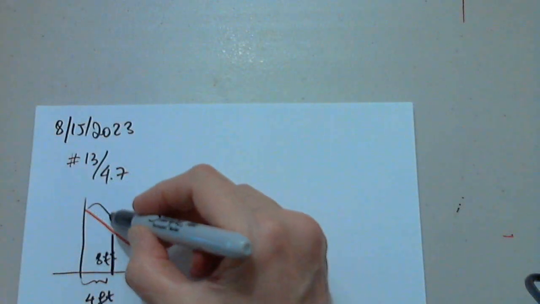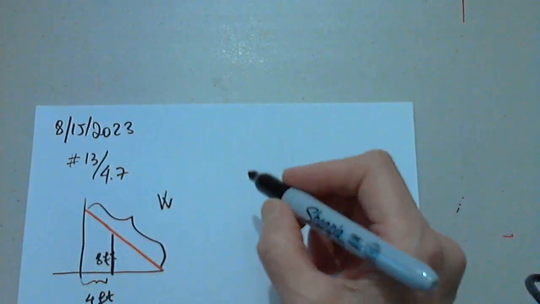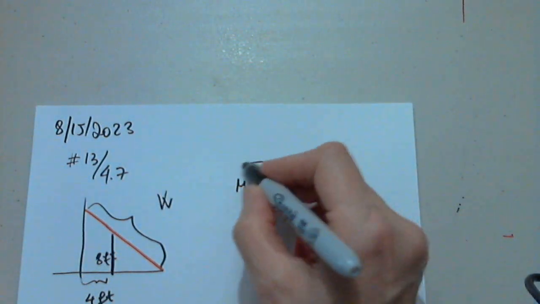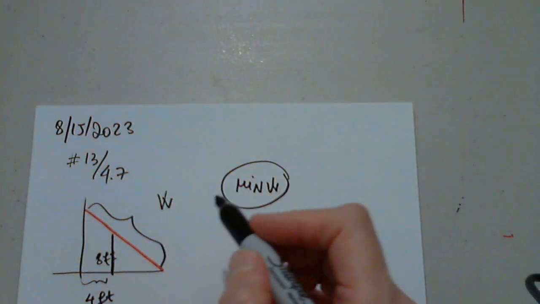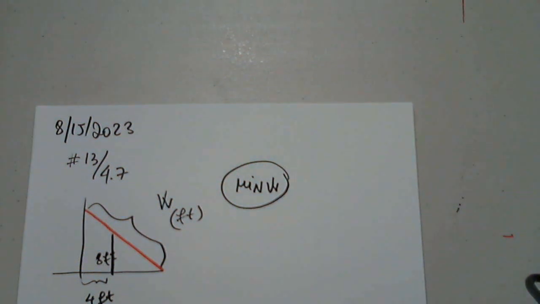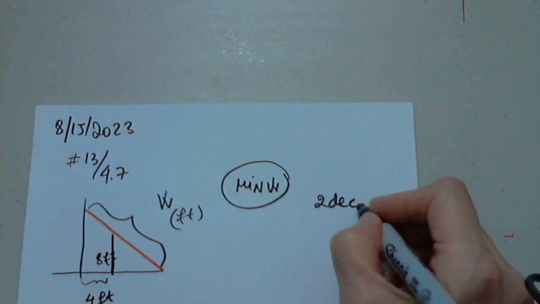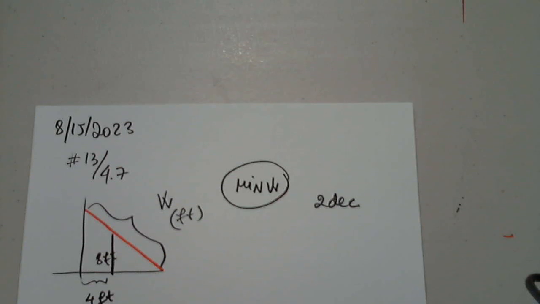So I'm going to call this W. I have to find the minimum of W, and it has to be in feet, of course. The ladder will reach from the ground over the fence to the wall of the building. Round your answer to 2 decimal places. Okay, good.